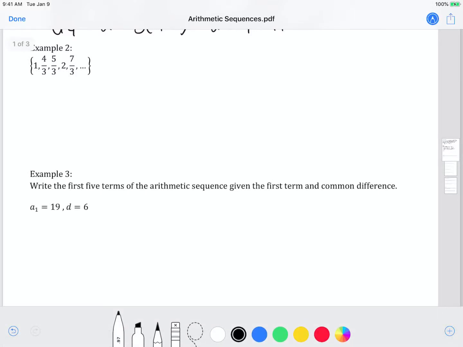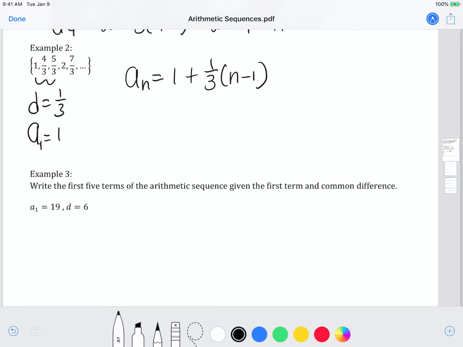In example 2, it looks like the common difference would be 1/3. If I keep adding 1/3, I get each term. No matter what two consecutive terms I pick, if I take the difference, it will be 1/3. My first term is 1, so when I write down my nth formula, it's going to be 1 plus 1/3 times n minus 1.